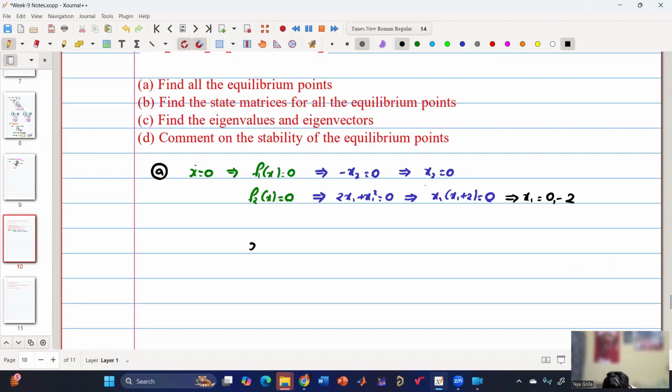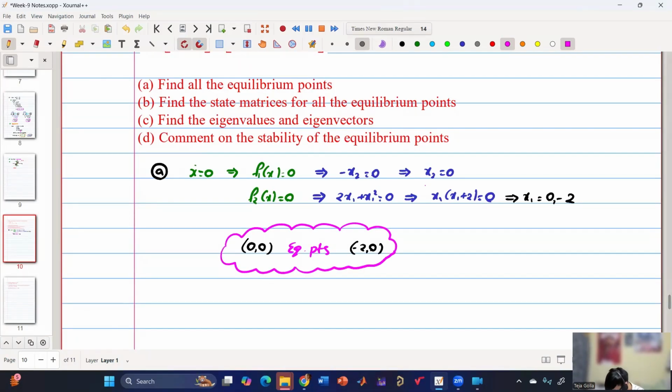One is (0, 0). The other one is (-2, 0). So these are the two equilibrium points. Is this clear how we got the equilibrium points, Navin? By equating them to 0.